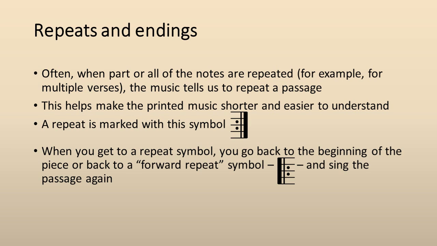When you get to a repeat symbol, that is the backwards one, you jump backwards in the music to the first forward repeat sign you find and repeat from there. If there isn't any forward repeat symbol, you go all the way back to the beginning of the piece. I think an example will help here.